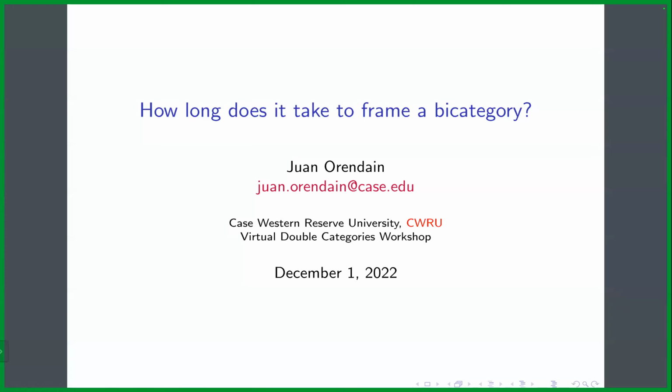So I put it off for a while, and I'm just starting to think about it again with the help of one of my PhD students, Ruben Maldonado, who might be in the audience. I'm going to talk about this conjecture, which is about the length of frame bicategories.